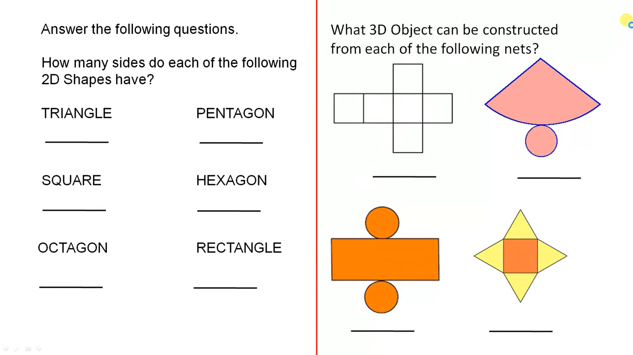What 3D object can be constructed from each of the following nets? That's the first net, this net here, this net, and this net. So as I said before, you can pause the video at any time for as long as you want, and you can answer these questions on a sheet of paper, and the answers are at the end.